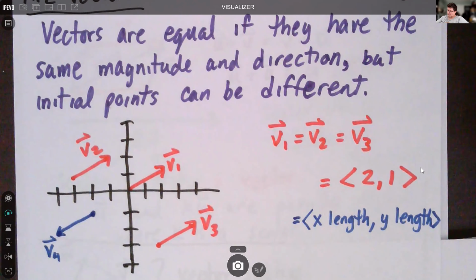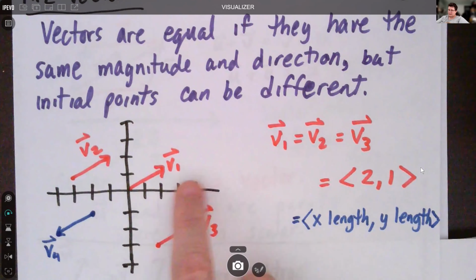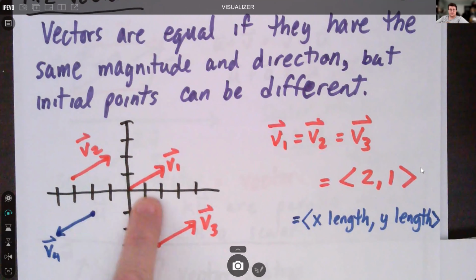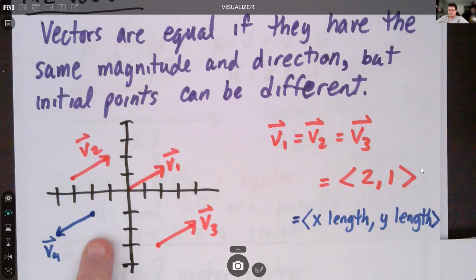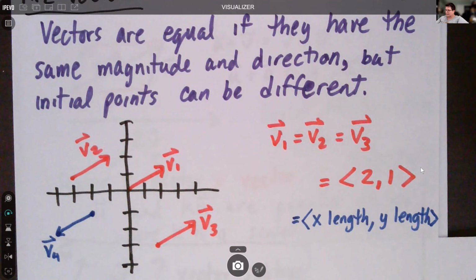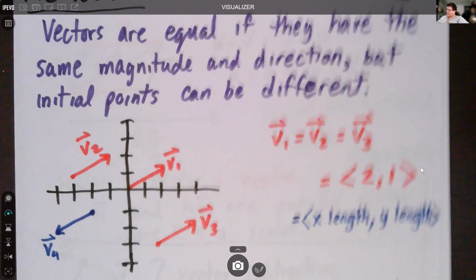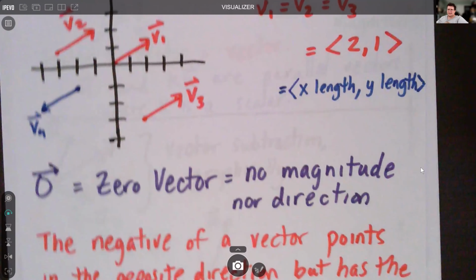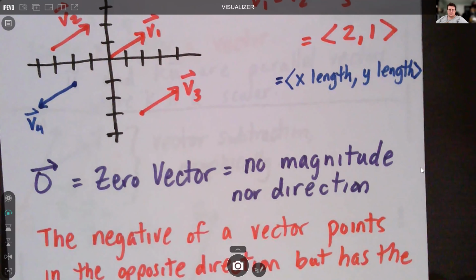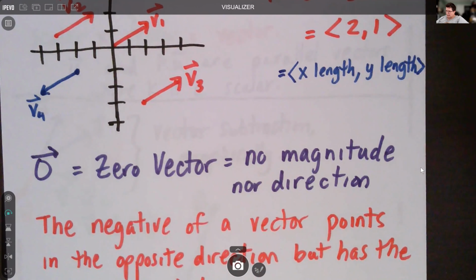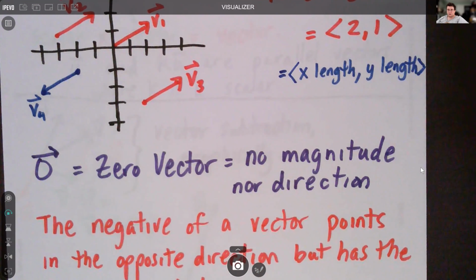V4 has the opposite of V1, 2, and 3, if you'll notice. Instead of going right 2, up 1, it goes left 2, down 1. We'll cover that in a bit. It's related to the negative that we were talking about a second ago. A vector that doesn't have magnitude and thus no direction is called the zero vector. It seems silly to make it up. Like, why talk about it if there's no magnitude nor direction? But it becomes important when we're looking at vector mathematics, arithmetic, and stuff like that.